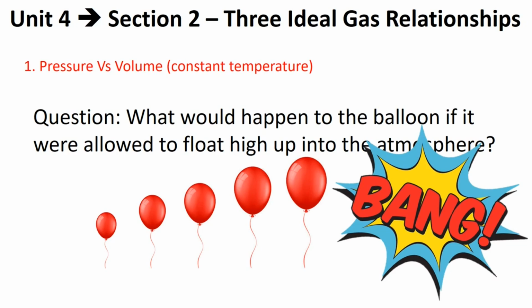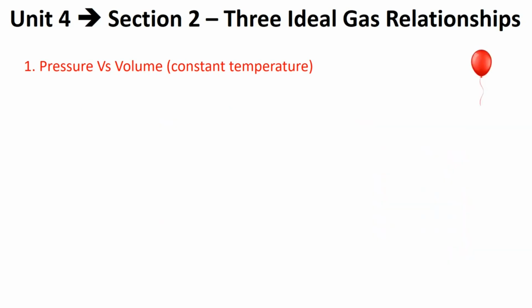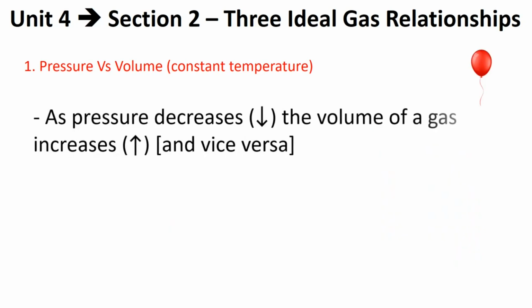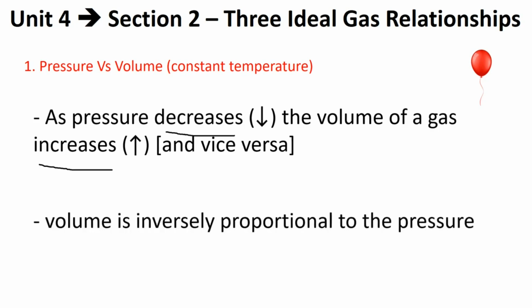So if we consider this, we're actually going to be able to derive our first gas law. As pressure decreases, the volume of the gas increases. Again, note the keywords. As pressure decreases, volume increases, and vice versa. Let's just look at one of these scenarios here. What this means is that volume is inversely proportional to the pressure. So the volume is doubling as we halve the pressure. The volume is tripling if we reduce the pressure to a third. They are inversely proportional. One goes up, one goes down.